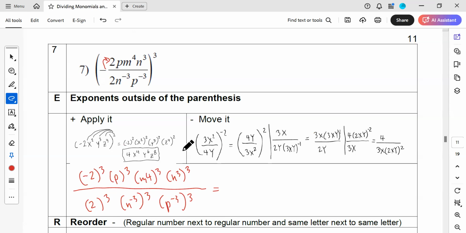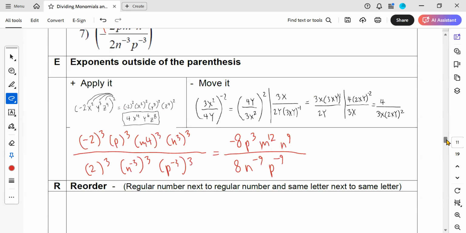Then I apply. -2 to the third power is going to give me -8. Then P to the third is just going to be P to the third, then I'm going to get M to the 12th, and I'm going to get N to the 9. Questions? 2 to the third is going to give me 8, then N to the -9, and then P to the third. Questions on that? Questions?